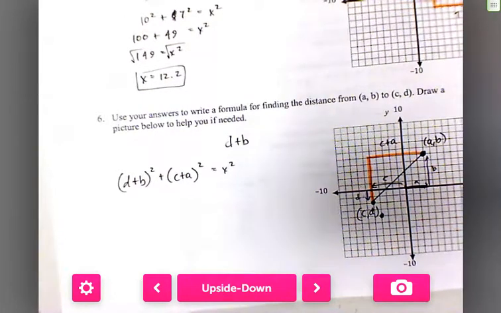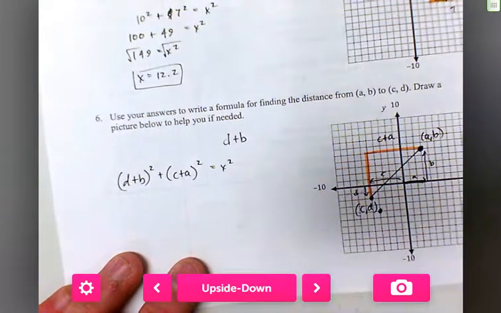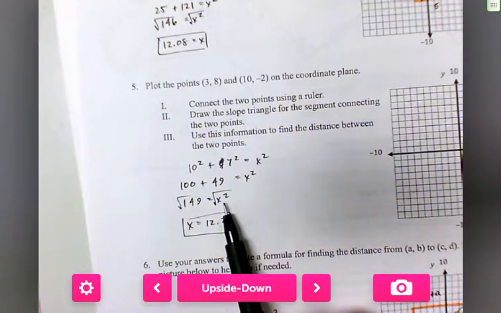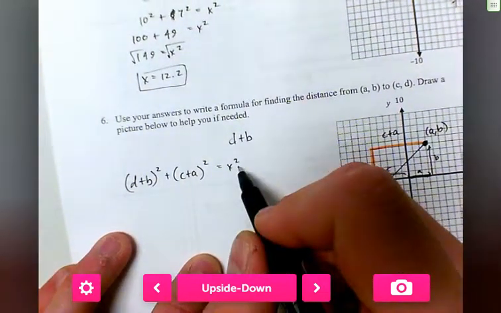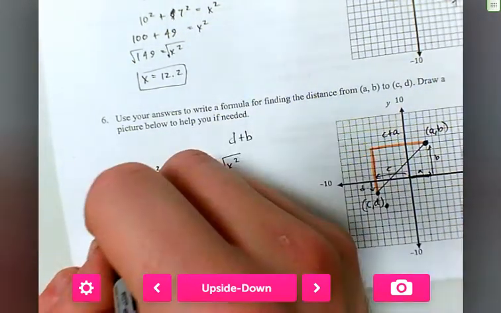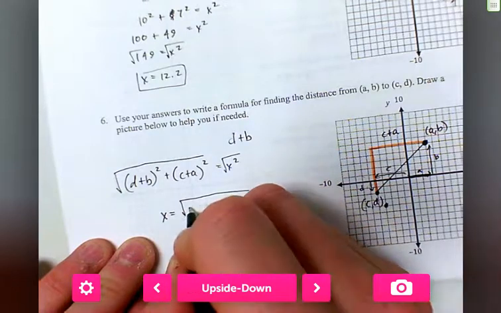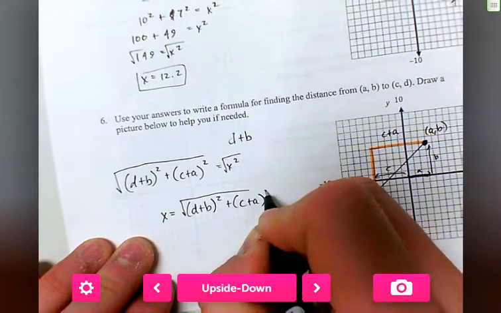Okay? Now we just have to find what x is by itself, just what x is. So how do we do that? How do we get x by itself? What did we do up here? Took the square root. So we're going to take the square root of it, right? Because when it's x squared, you want to do the opposite, right? And square root it. So we're going to take the square root of this, take the square root of this. So x equals the square root of D plus B squared plus C plus A squared.